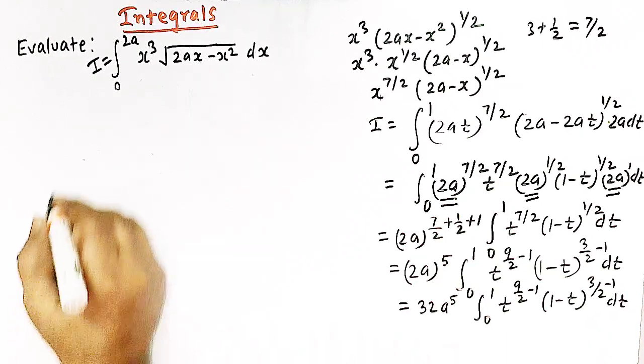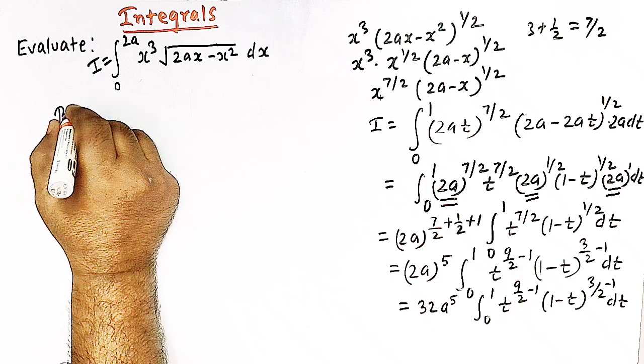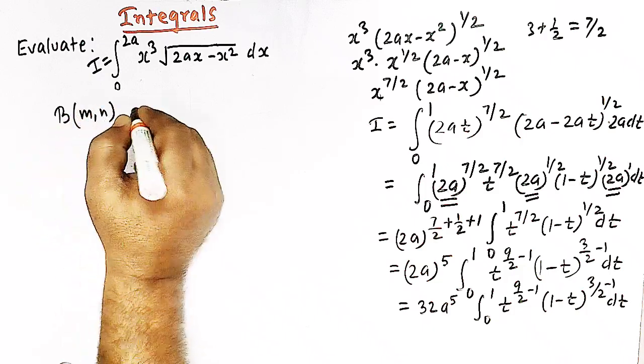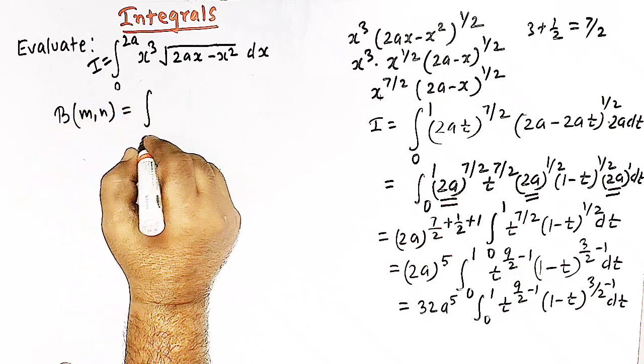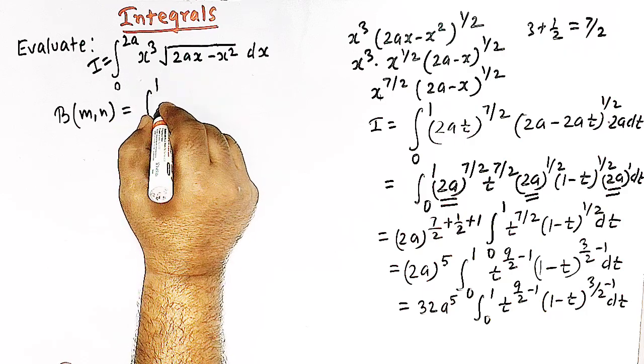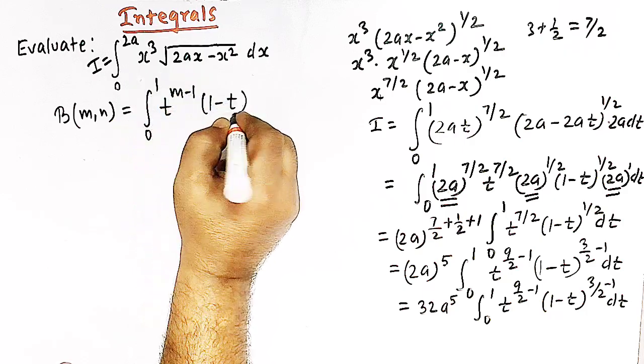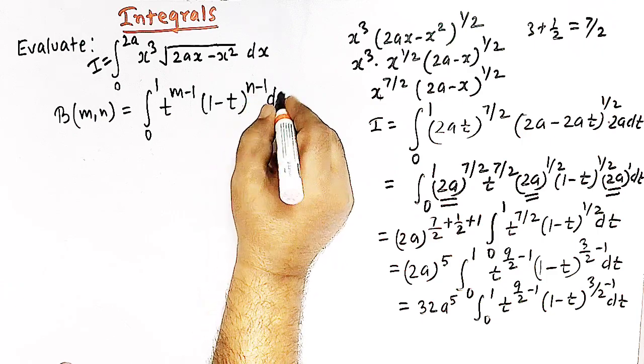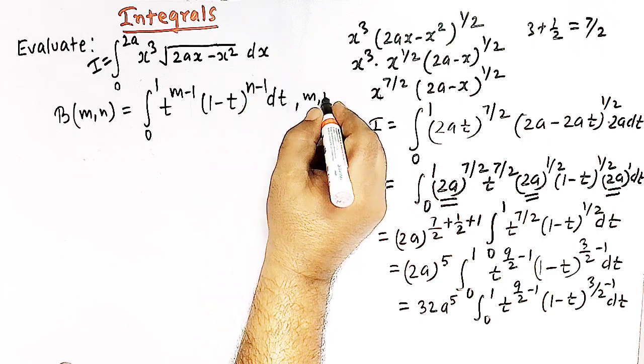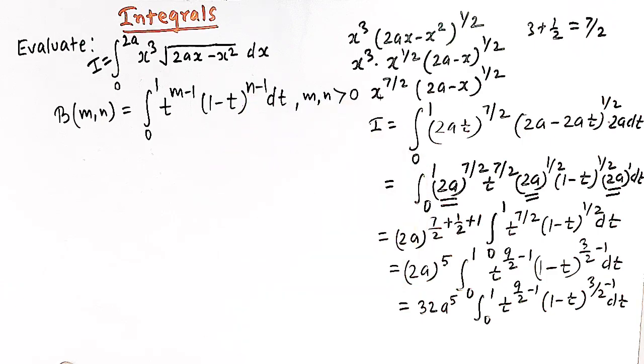Now the beta function is defined as beta m comma n, equal to the integral from 0 to 1 of t raised to m minus 1, 1 minus t raised to n minus 1 dt, where m and n are greater than 0.